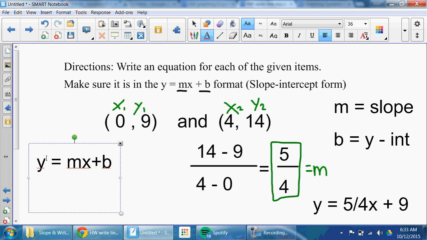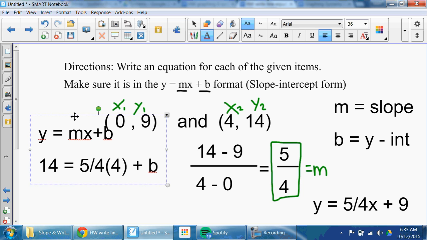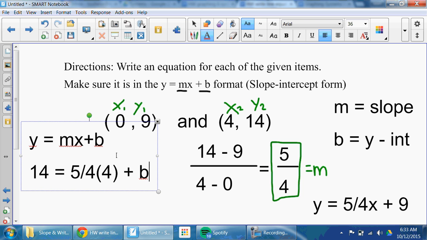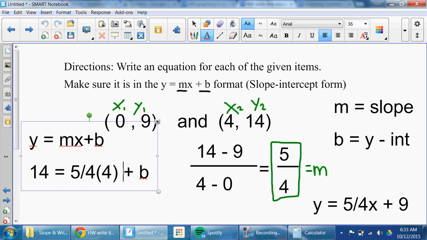So I could do y, I'm going to use the point on the right, 14 equals m 5/4, times x 4 plus b. And I could solve that equation from there. First thing I would do 5/4. Let's see, 5 divided by 4, 1.25, and I would times that by 4. That gets me 5. So I have 14 equals 5 plus b.